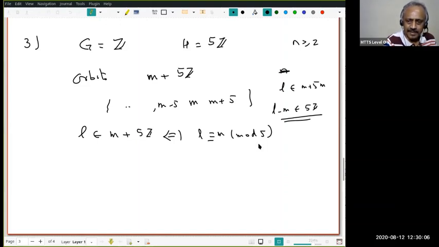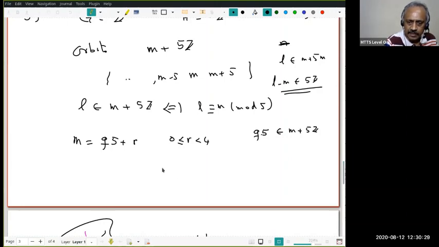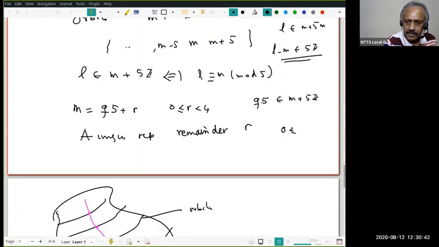Now, the division algorithm tells me any m I can write as q times 5 plus r, where 0 is less than or equal to r less than 5. Therefore, notice that 5 times q is also in the orbit of m plus 5Z. Therefore, in each orbit I have a unique representative I can choose, the remainder r, where r is between 0 and 4.